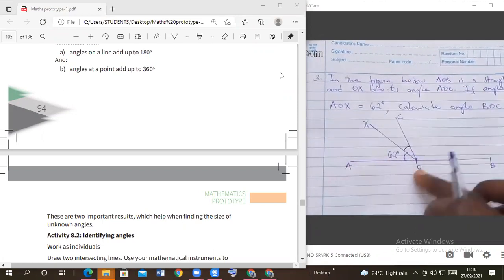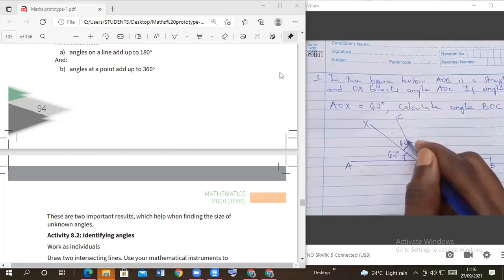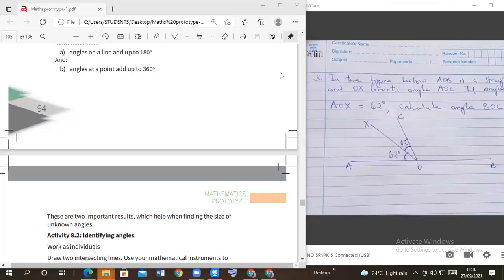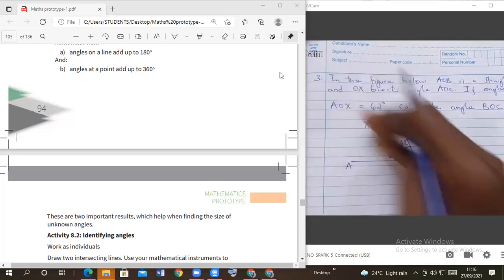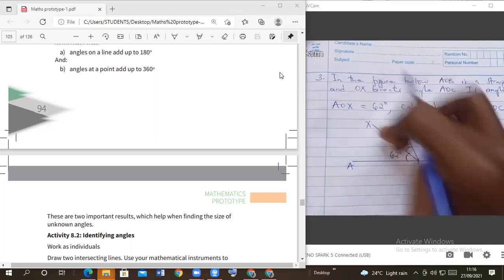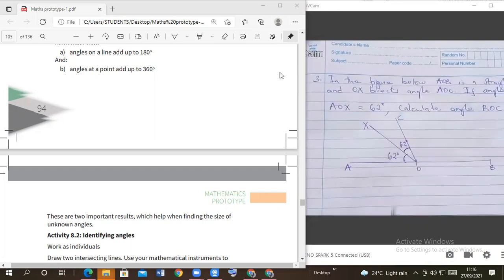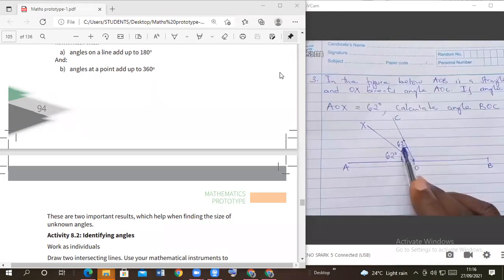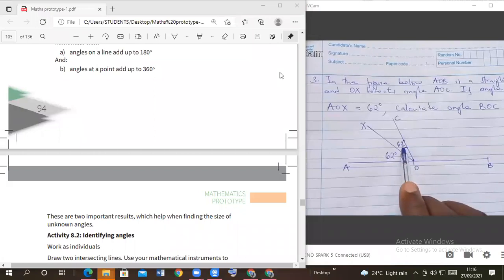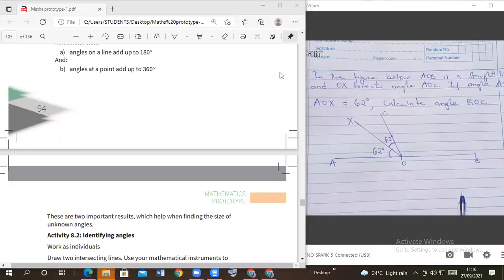So what is angle AOC? This angle is also what? 62 degrees, because that is bisecting, it's a bisector. OX is a bisector, which means it's going to divide this angle into two equal parts. Now, if this angle is 62, this one must also be 62.